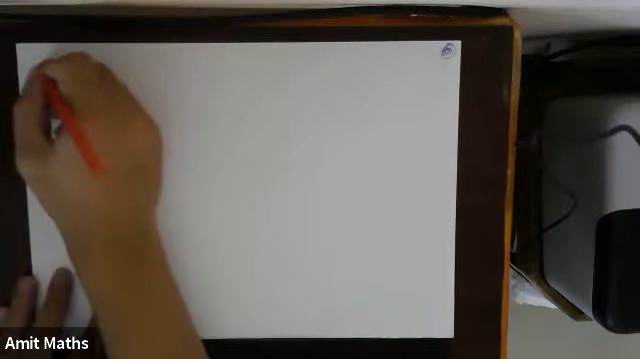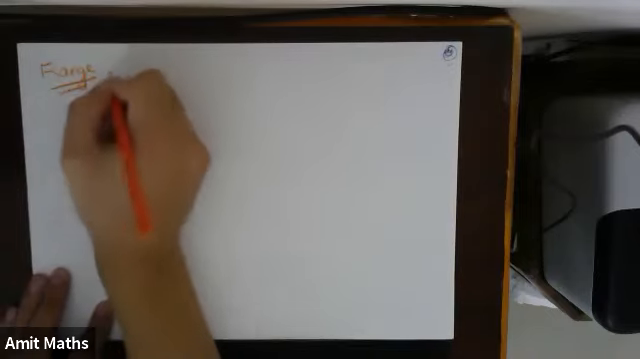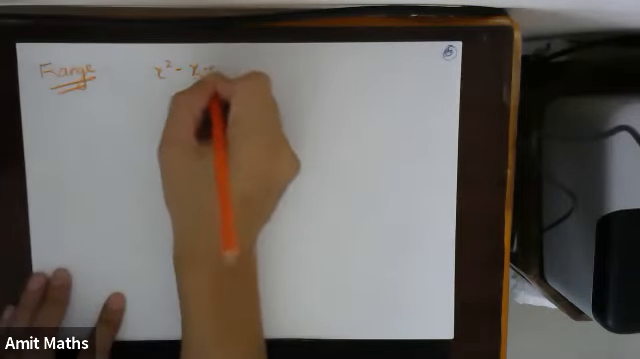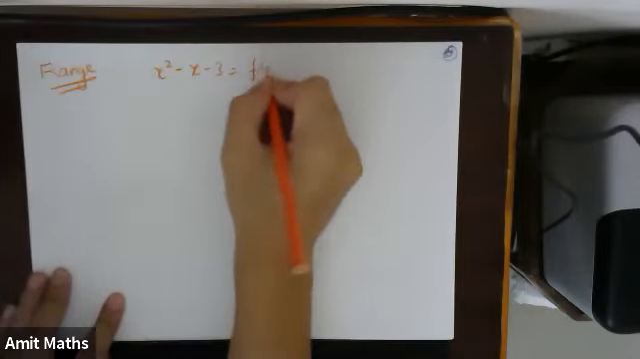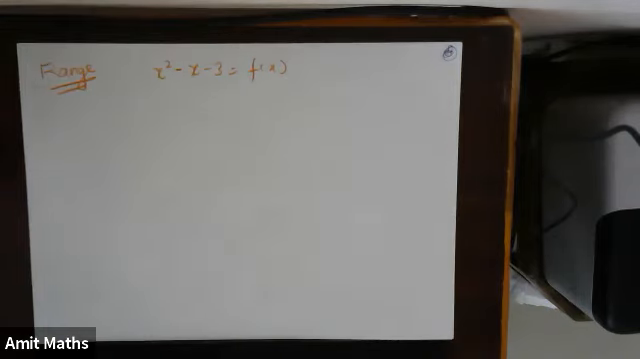Okay. So now find the range of f(x) = x square minus x minus 3. Find the range of this particular function and tell me. I'll give you 1 minute, just try to solve it and tell me what is the answer.